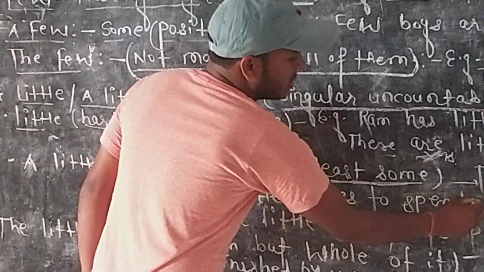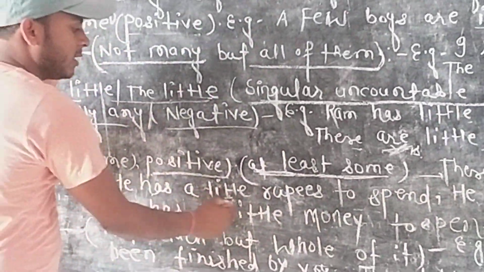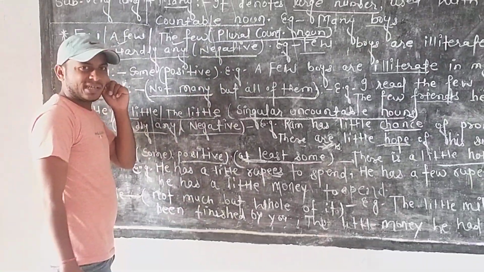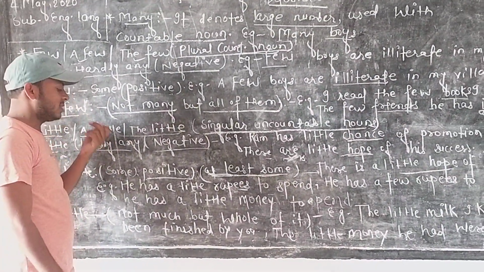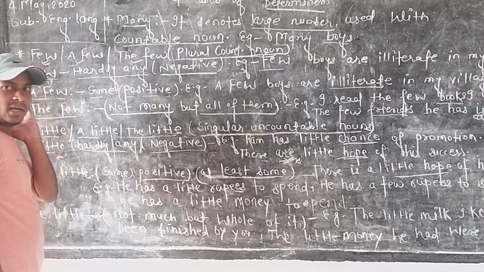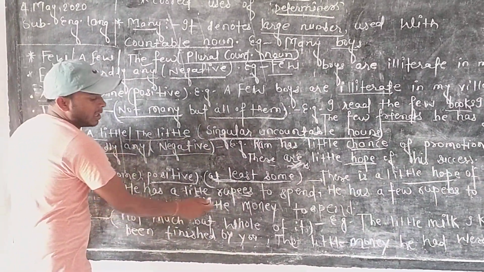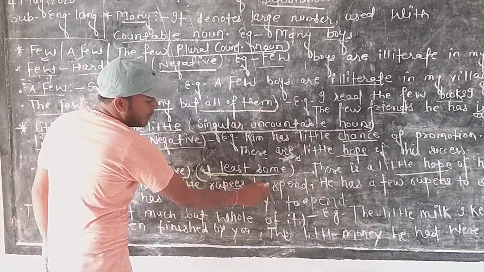And here you can see I have given the example: he has a little rupees to spend. Now you will say, sir, I have written a little with rupees, but rupees is countable, and I have used a little. So this sentence is definitely incorrect.